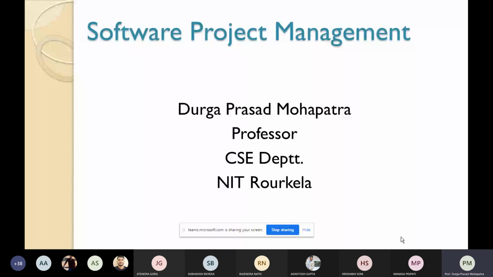This SEI CMM model can be used in 2 ways: first, for capability evaluation, and second, for software process assessment. We'll first discuss the capability evaluation, then the assessment of software processes. Capability evaluation provides a way to assess the software process capability of an organization.